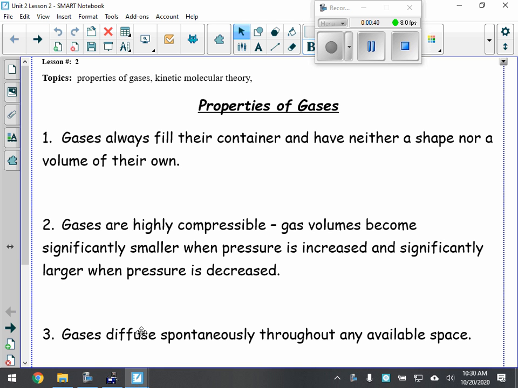The first thing we have to understand is gases will always fill their container. They have not a specific shape of their own. They will take on the shape of their container. So if we take, for example, the room here, and we sealed it off completely, the gas in this room would take on the shape of this room. They'll spread themselves out and take on the shape of this room.